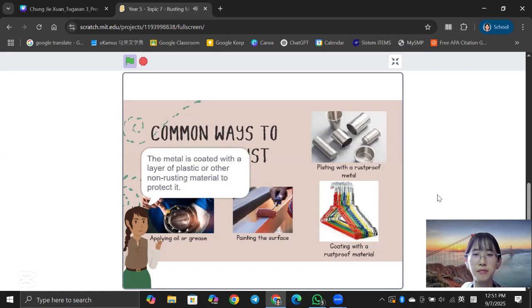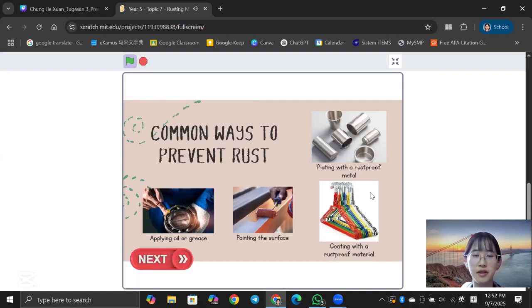The metal is coated with a layer of plastic or other non-rusting material to protect it. For the last way is plating with a rust-proof metal. This method will cover iron with a thin layer of other metal that does not rust. Let's press next to start the game.